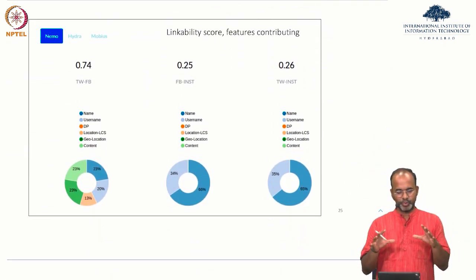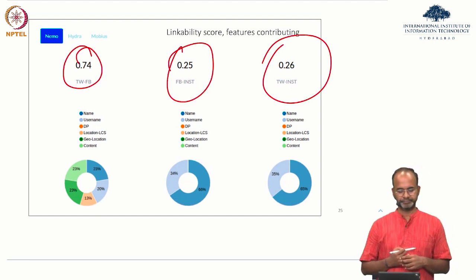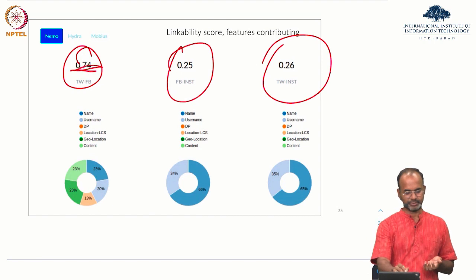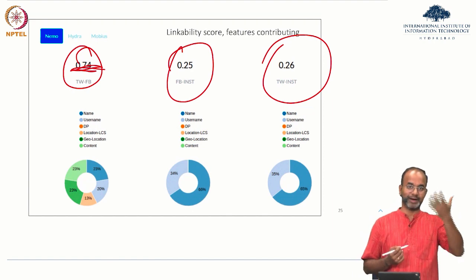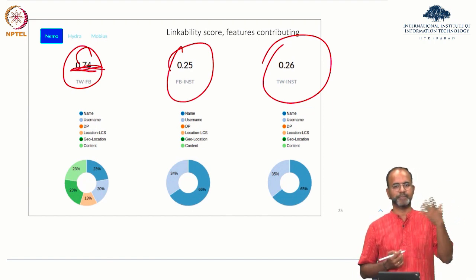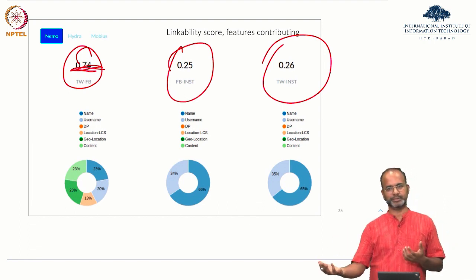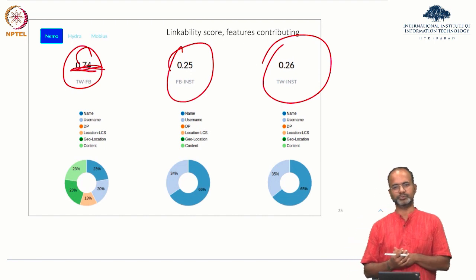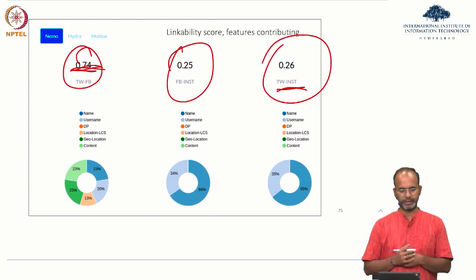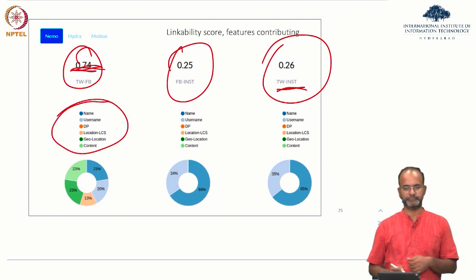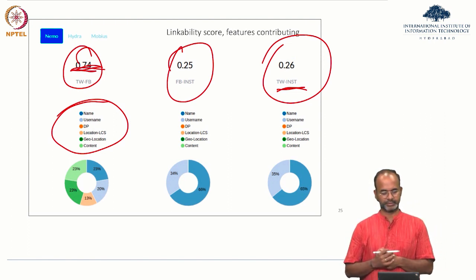So this is a dashboard which is providing information about the linkability score, right? It is basically saying the linkability score between Twitter and Facebook is 0.74, which is higher. The higher the value is, the more linkable the accounts are. The lower the value is, the harder the linkability, or it is hard to figure out that these two profiles are the same. So it's only 0.26 between Twitter and Instagram. And what are these? These are basically features that have contributed in figuring out the score there.